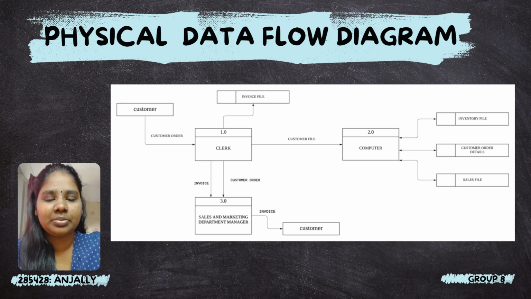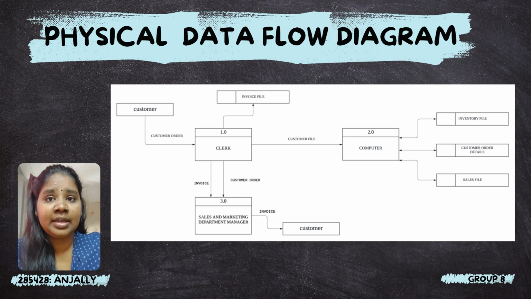I would like to continue the presentation by explaining the physical data flow diagram of the sales order. First and foremost, the process begins when a customer places an order. This order is represented in the diagram as a customer order. The order is received by a clerk, represented as 1.0 in the diagram. The clerk's role is to process the customer's order into an invoice file, which is represented as invoice file in the diagram.